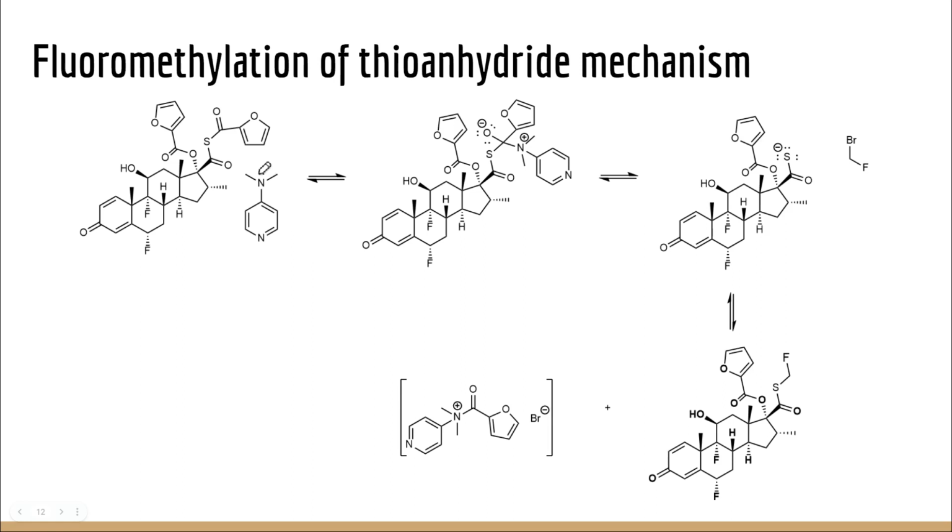The mechanism of the final reaction begins with DMAP attacking the outer carbonyl of the thioanhydride, and then the carbonyl reforming and kicking off our molecule as the leaving group, creating a deprotonated thiocarboxylic acid that can undergo an SN2 attack of bromofluoromethane, kicking off bromine, generating our final product and an amine salt byproduct.